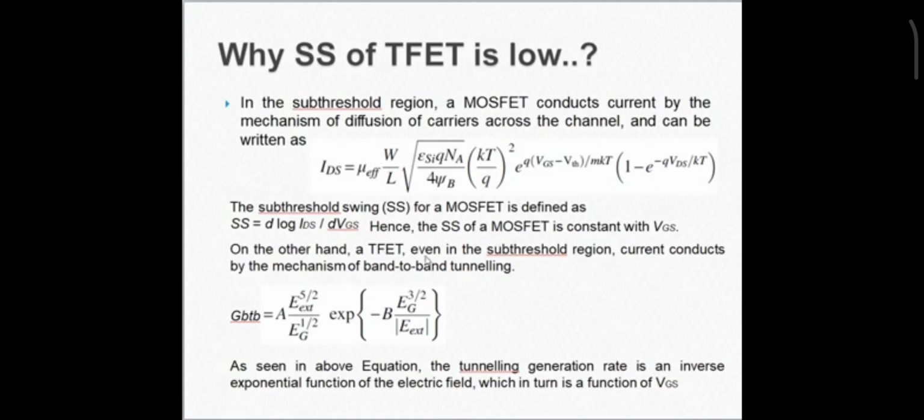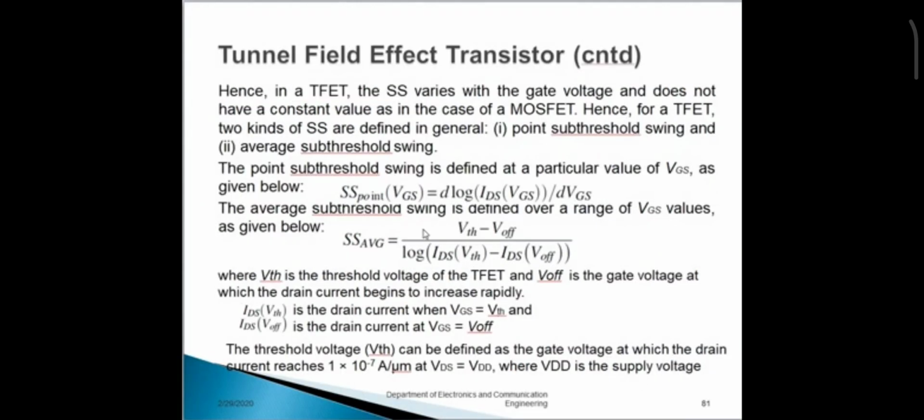On the other hand, in a TFET, even in the subthreshold region, current is conducted by the mechanism of band-to-band tunneling, given by this formula. As seen in the above equation, the tunneling generation rate is an inverse exponential function of the electric field, which is in turn a function of VGS. So the subthreshold slope varies with the gate voltage and does not have a constant value as in the case of a MOSFET, because the electric field is dependent upon the gate voltage.